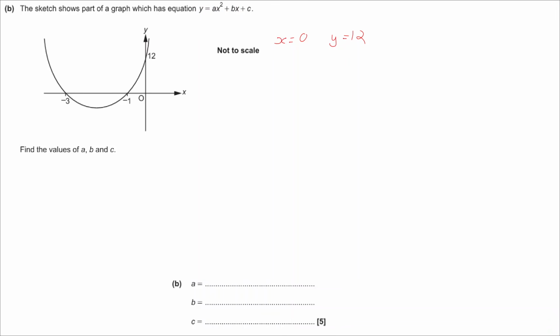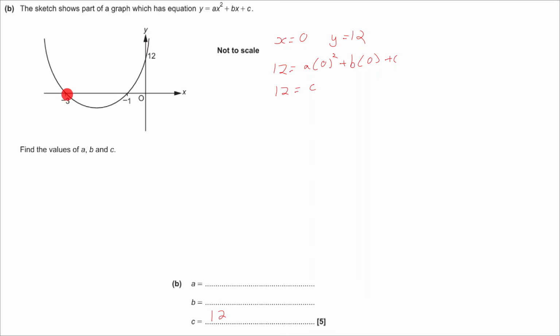So putting it into our equation, y is 12, so you've got 12 is equal to a times x squared, so a times 0 squared when x is 0, plus b times x, which is 0 again, plus c. So it's going to be 12 is equal to c, so that's your c value. Okay, the first one, good.